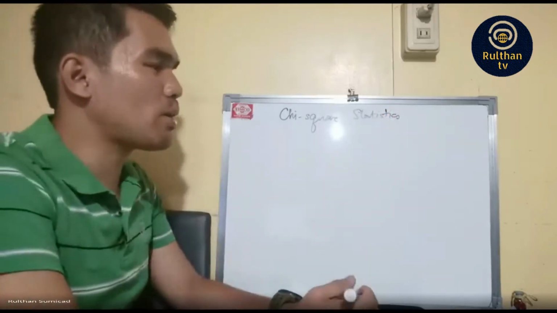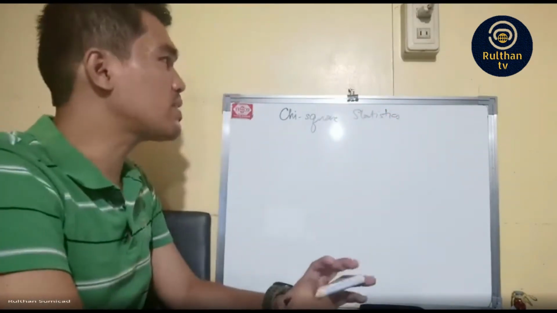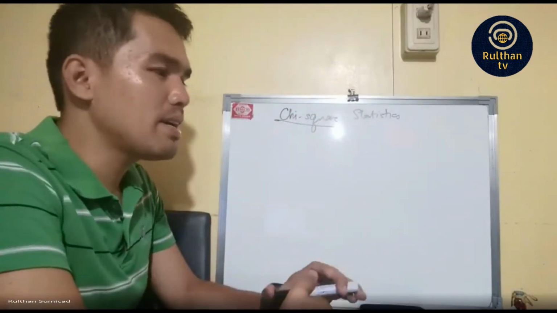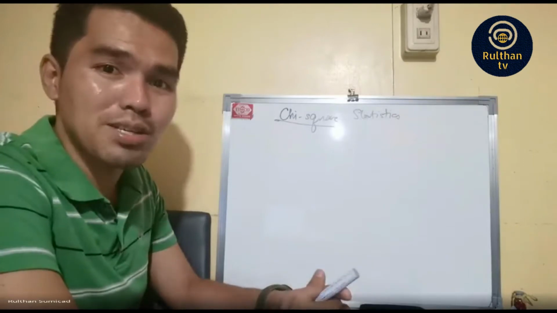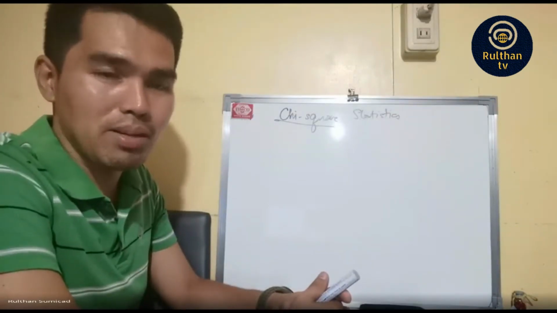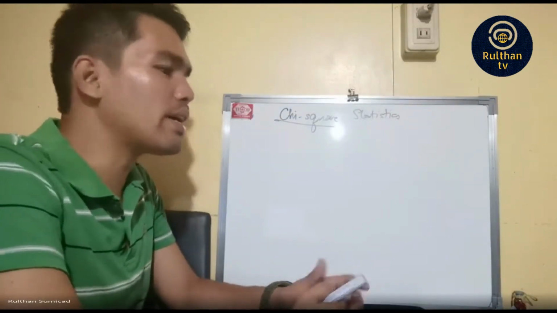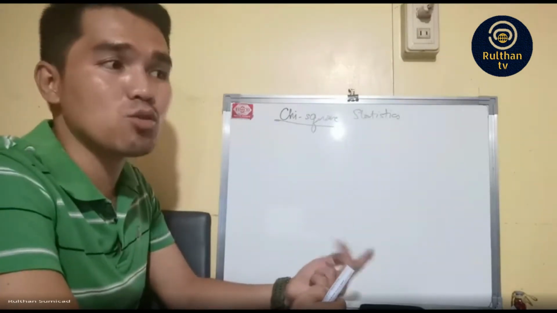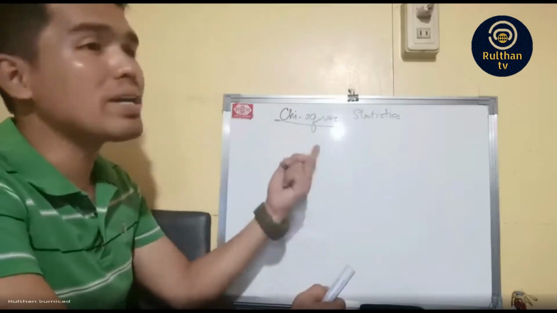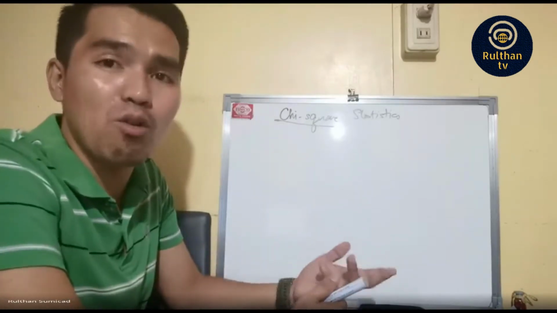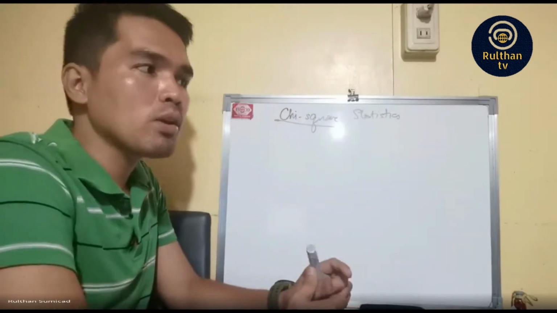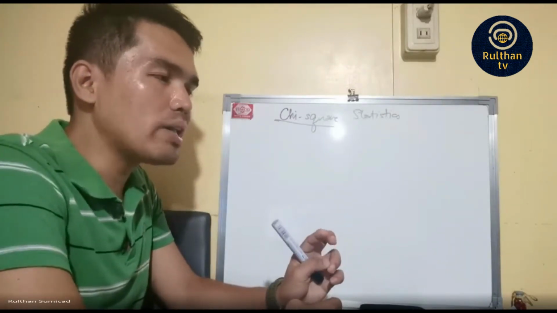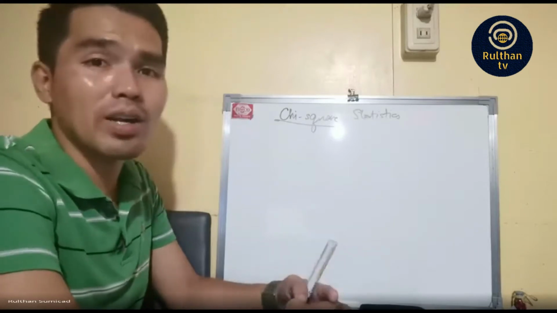What is this chi-square statistics? Chi-square statistics is a statistical test of the degree of relationship between paired variables. Actually, there is also what we call the one-way chi-square test, and there is the two-way chi-square test. The one-way chi-square test is the same as the one-way Anova, wherein we only look into one categorical variable.